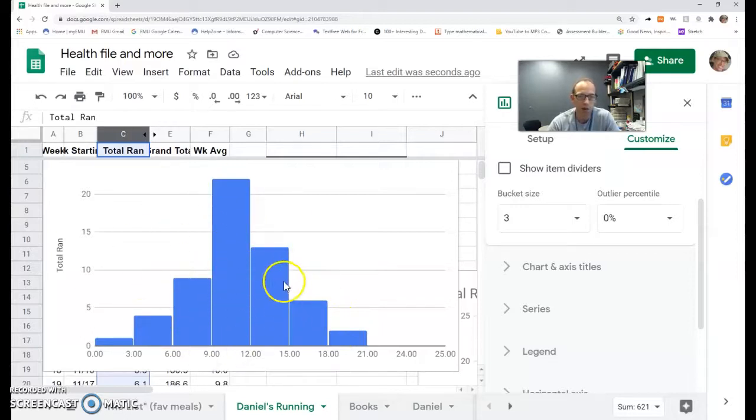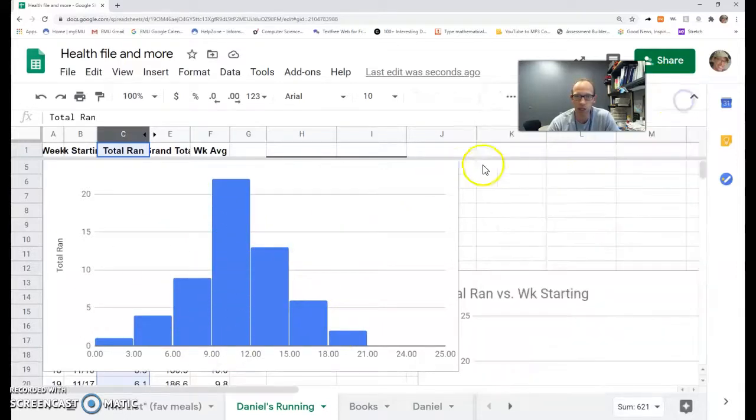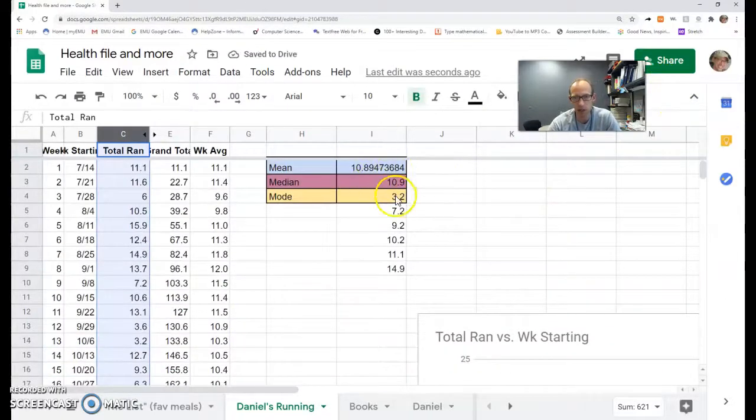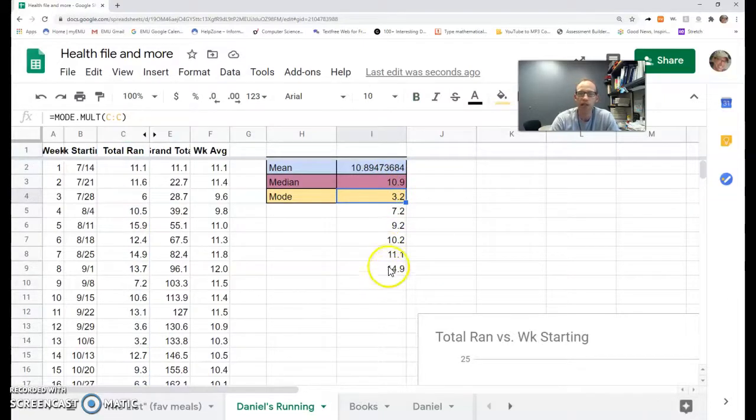Either way, we have a pretty symmetrical distribution here, which tells us that either the mean or the median would be fine to use. Now the mode is all over the place. So there's been a couple times I've run 3.2 miles, a couple. These are just the most popular number of miles per week, and you can see that there's not really any clear trend there. So I do want to show you what happens though when we have an outlier.